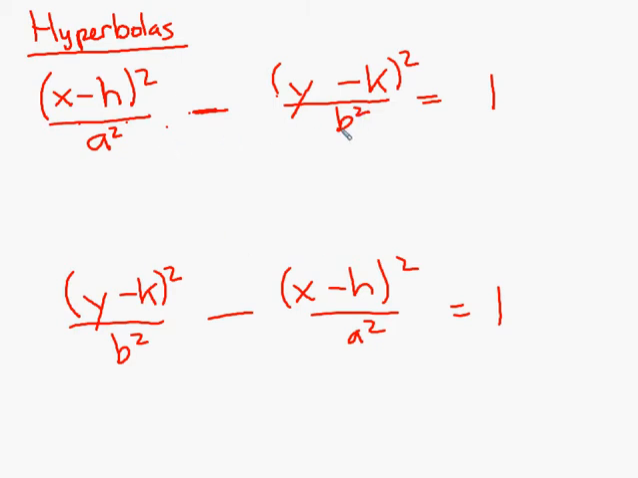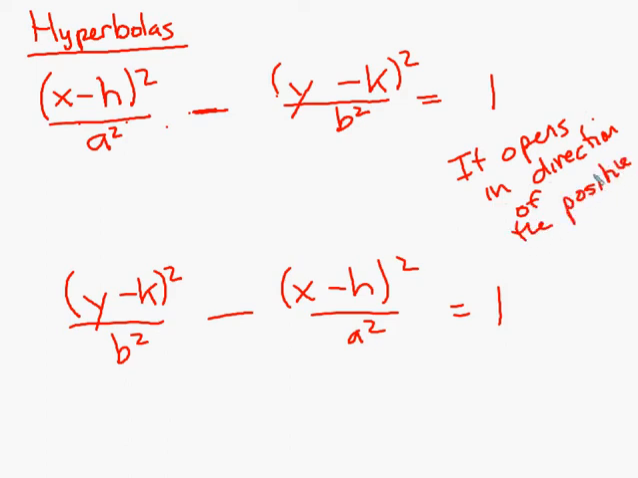With an ellipse, the number that was bigger determined which way the ellipse opened. But for hyperbolas, the thing that is positive is the way it opens. So it opens in the direction of the positive term. Now, in either of these cases, my center is (h, k), okay?